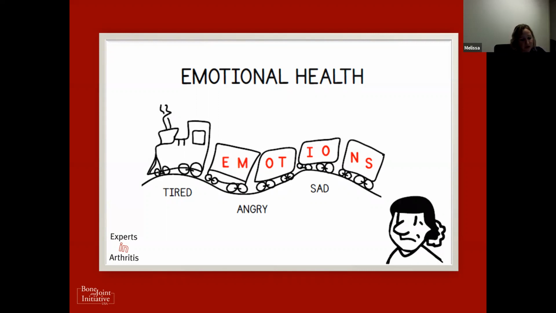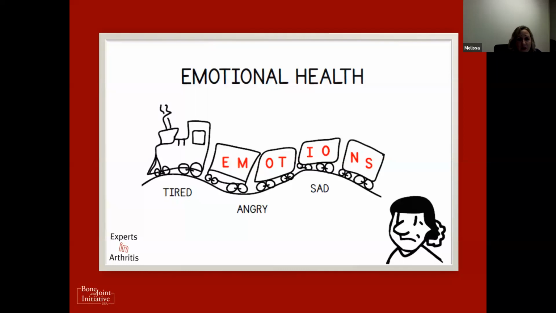So back to your emotional health, these two are linked. If you are having a hard time managing your pain, it's going to be difficult for you. You're not going to want to leave the house to go out and run errands or do something fun with your friends, which can also lead to more isolation.